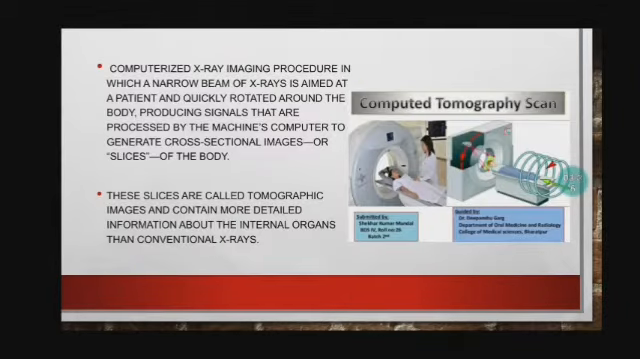It is a computerized X-ray imaging procedure in which a narrow beam of X-rays is aimed at the patient and quickly rotated around the body, producing signals that are processed by the machine's computer to generate cross-sectional images or slices of the body. These slices are called tomographic images and contain more detailed information about the internal organs than conventional X-rays.